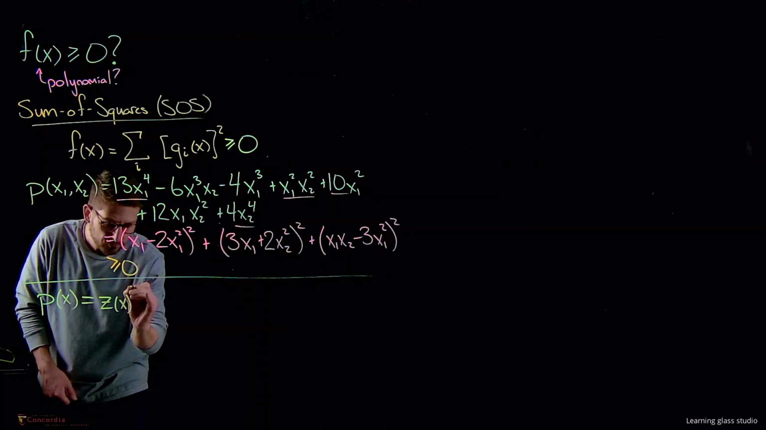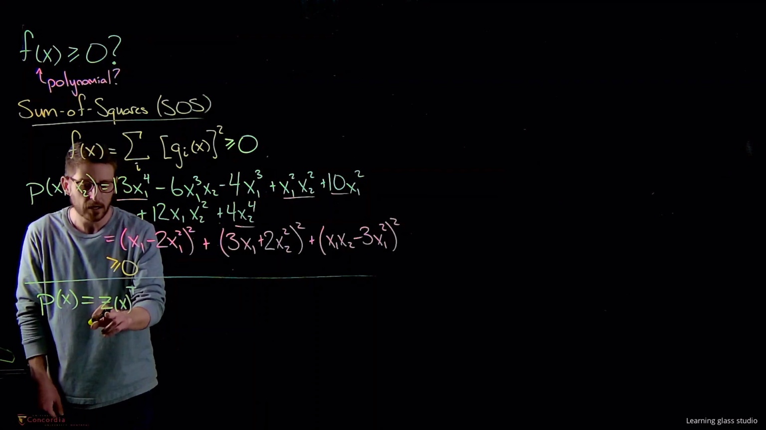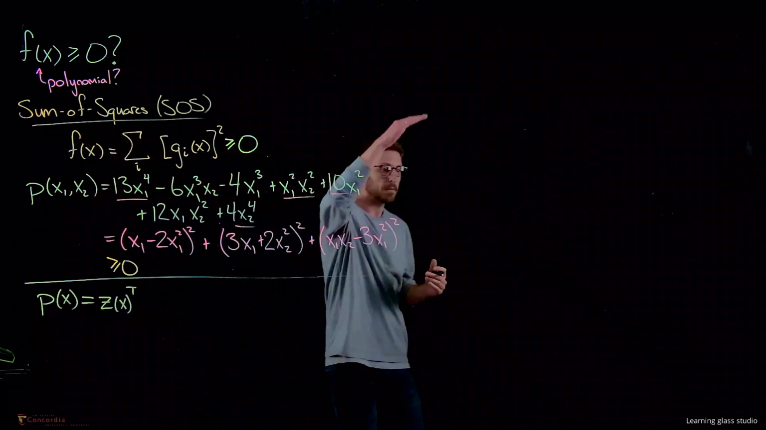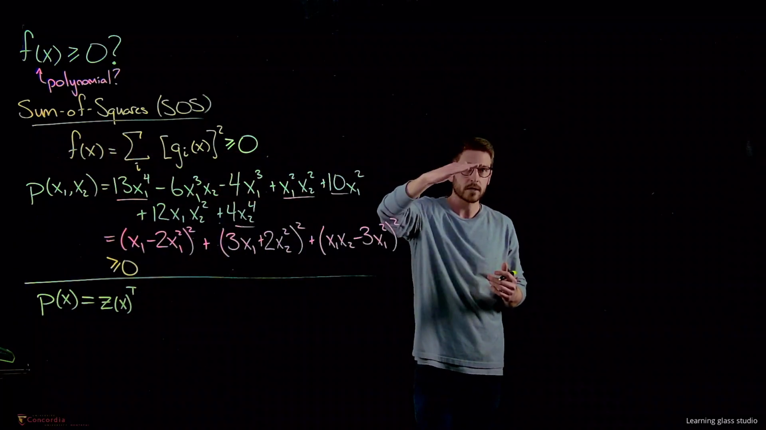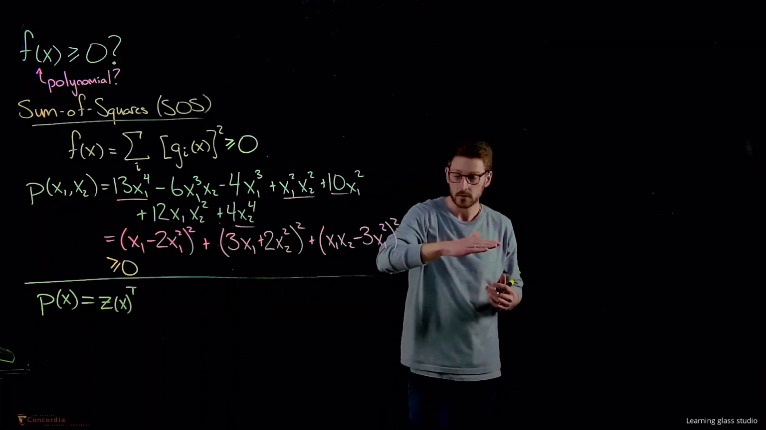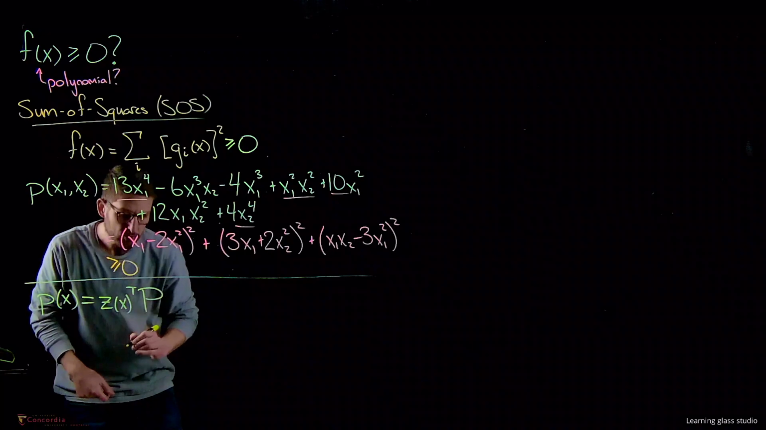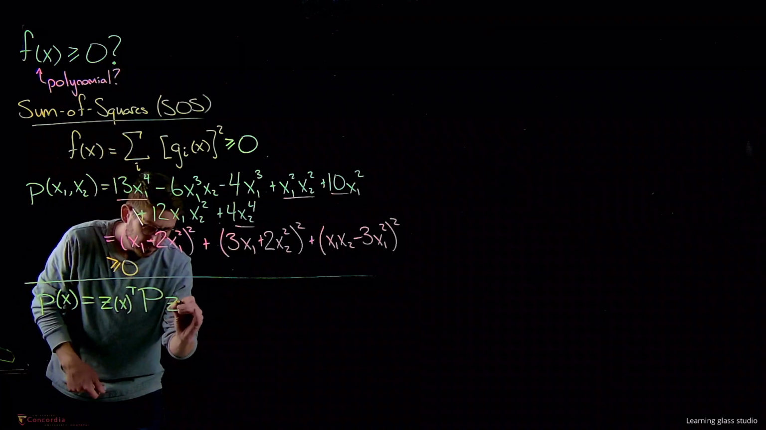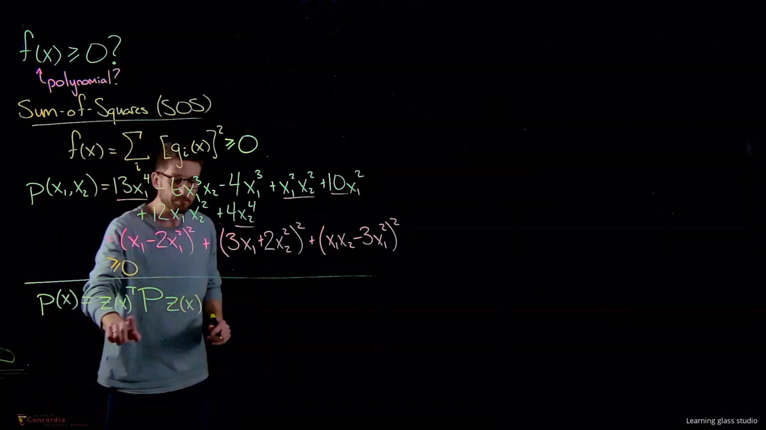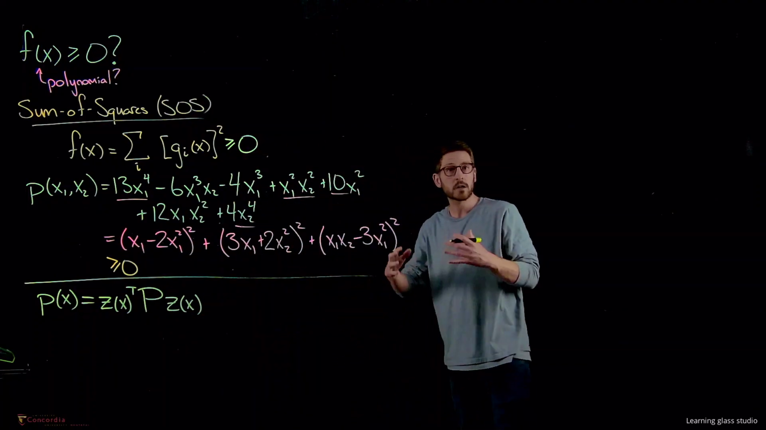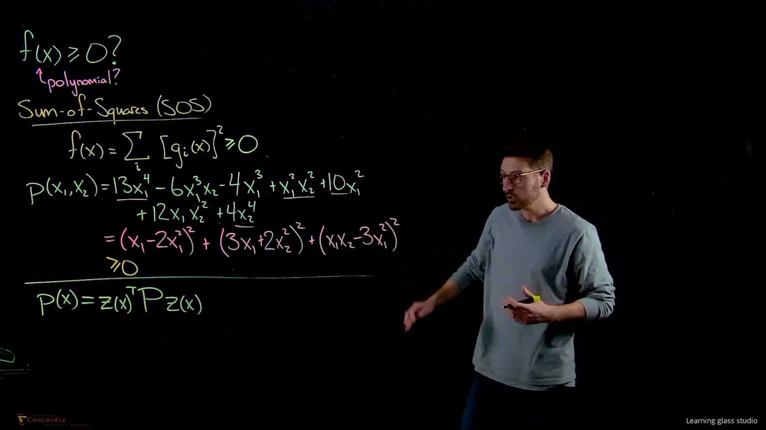a vector of monomial terms. I'm going to show you by example, but I'm going to say z of x. This is a vector of monomials, so maybe x1, x2, x1 squared, x1 times x2, x2 squared, for example, times a matrix P times the same vector. This is a bilinear form. You probably saw these in linear algebra, especially with the Rayleigh quotient.